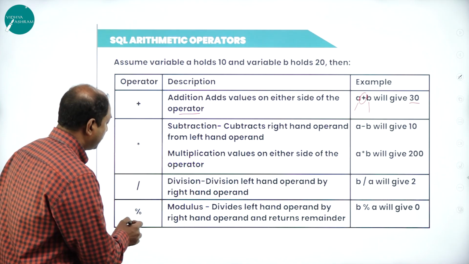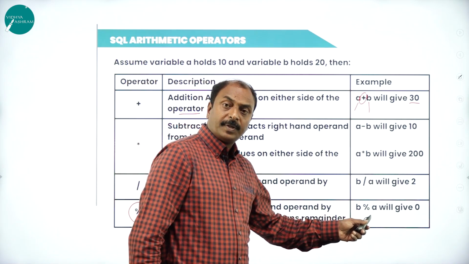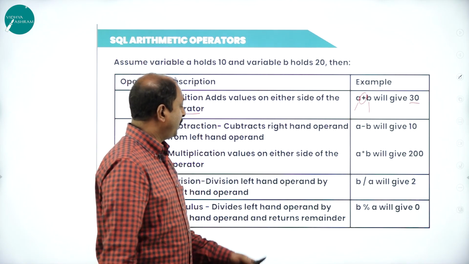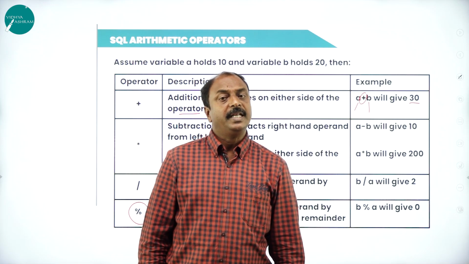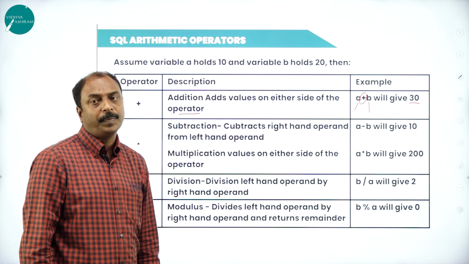If you use the percentage operator, it divides the numerator by the denominator and stores the remainder of the division. So we are using the modulus operator to store the remainder of any division. These are all the different arithmetic operators.